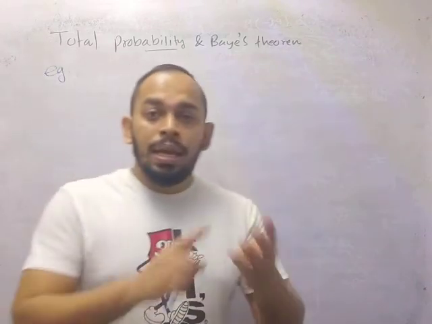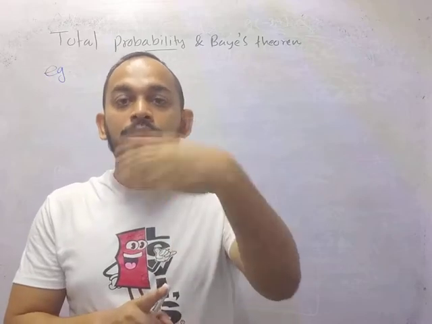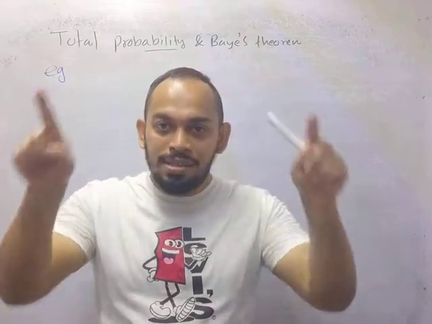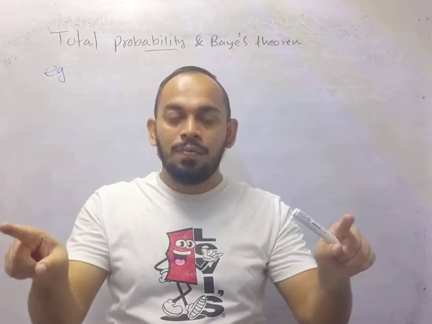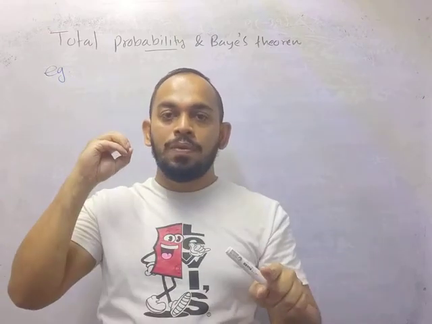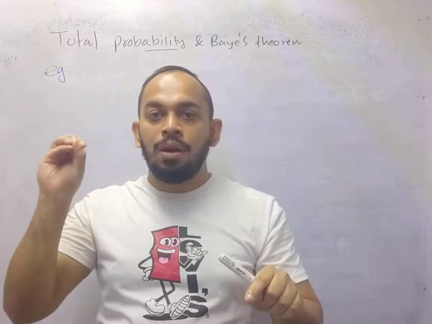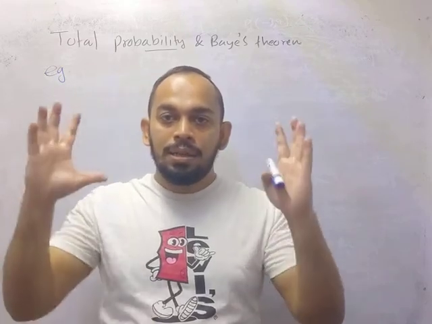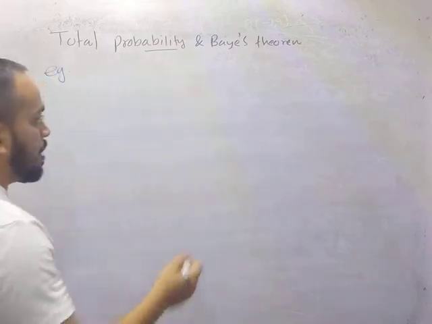Now we know that A and B and C machine, all three machines are a partition of this production. If we take 100 samples from this production sample space, 50 are produced from A, 30 are produced from B, 20 are produced from C. So A, B, C completely represent the sample space.